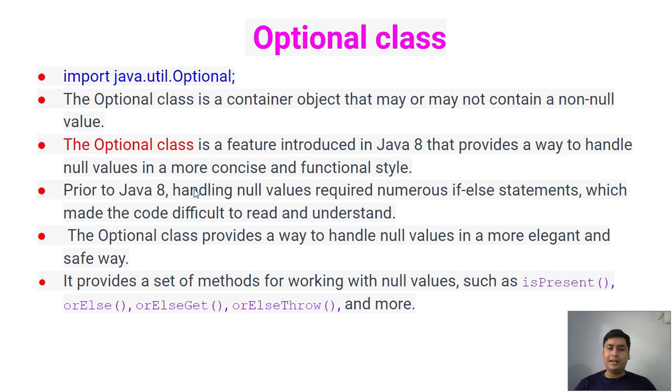Prior to Java 8, handling null values required numerous if-else statements, which made code difficult to read and understand. If you use versions before Java 1.8, we handle the null pointer exception with the help of if-else statements, but now we don't need that. We can use the Optional class. The Optional class provides a way to handle a null value, with methods like isPresent, orElse, and orElseThrow. You can utilize those methods and easily handle null pointer exceptions. No need to write if-else conditions.